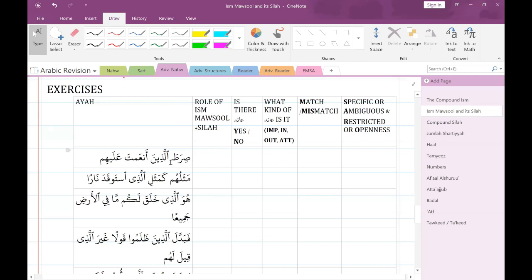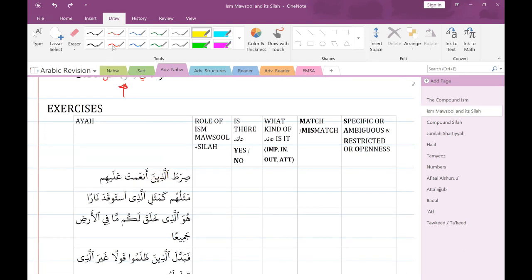We have the first example, صراط الذين أنعمت عليهم. First of all, can you spot the Ism Mawsool and its Silah? الذين. Yeah, so you have الذين, this is our Ism Mawsool. Okay, so that's our Ism Mawsool. And of course, أنعمت عليهم would be our Silatul Mawsool. So that's our fragment there. Now we have to ask ourselves, what role is it playing in the sentence? صراط الذين أنعمت عليهم. What do you guys think?